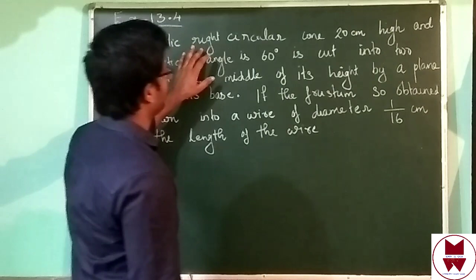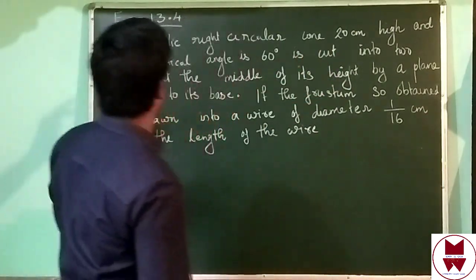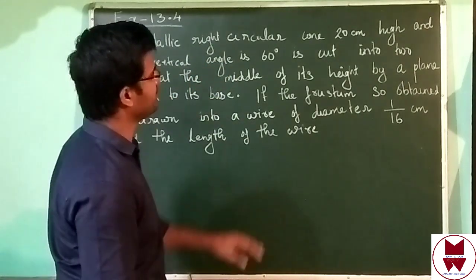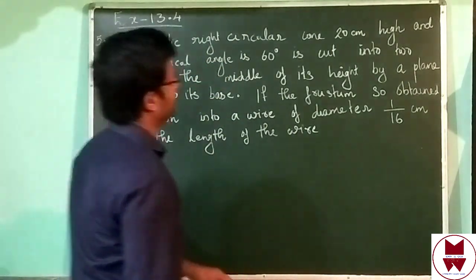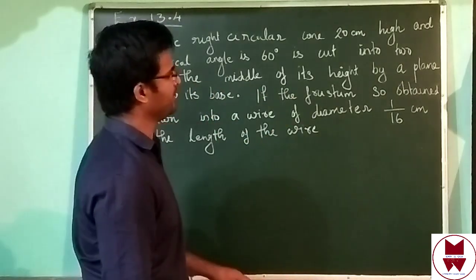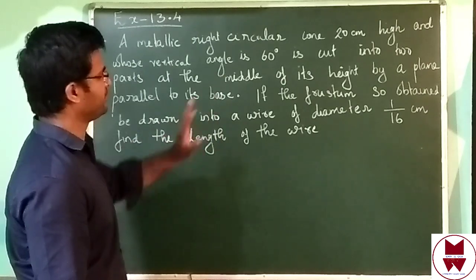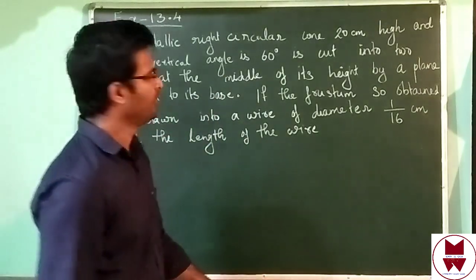A metallic right circular cone 20 centimeter high and whose vertical angle is 60 degree is cut into two parts at the middle of its height by a plane parallel to its base. First we can draw one cone.